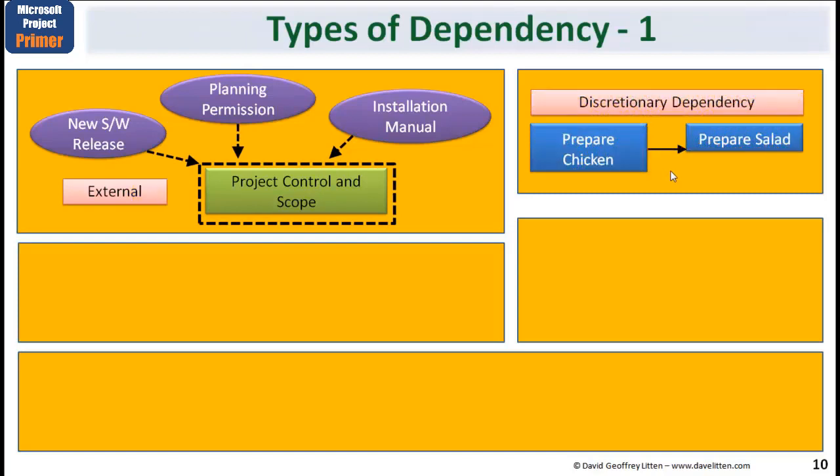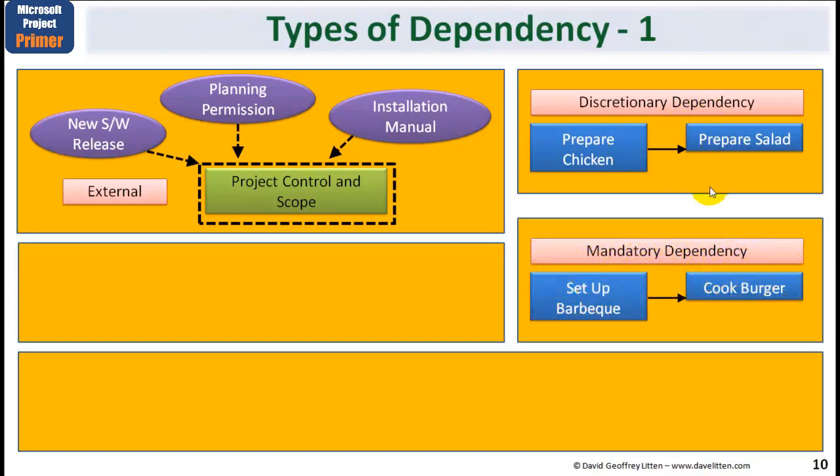Now the first type of dependency I want to discuss is called a discretionary dependency. If you're making a salad to accompany chicken, I'm here showing that you want to prepare the chicken first and then the salad. Well, why? You might decide to prepare them both at the same time, particularly if there were two of you. Or you might want to prepare the salad, put it in the fridge and leave it there. Maybe it needs to marinate, and then prepare the chicken and then add that to the salad later. So a discretionary dependency is one where you choose, for whatever reasons, I'll do this first and that second.